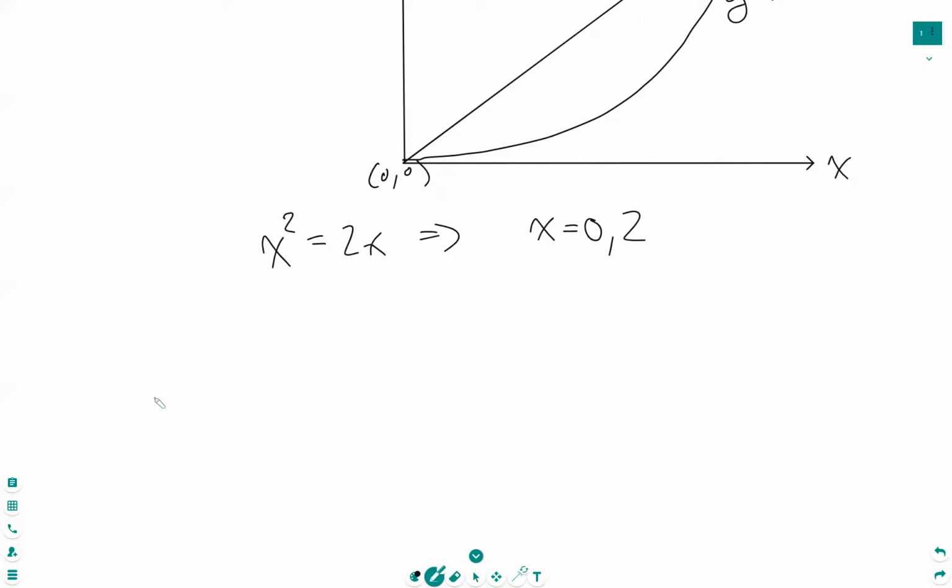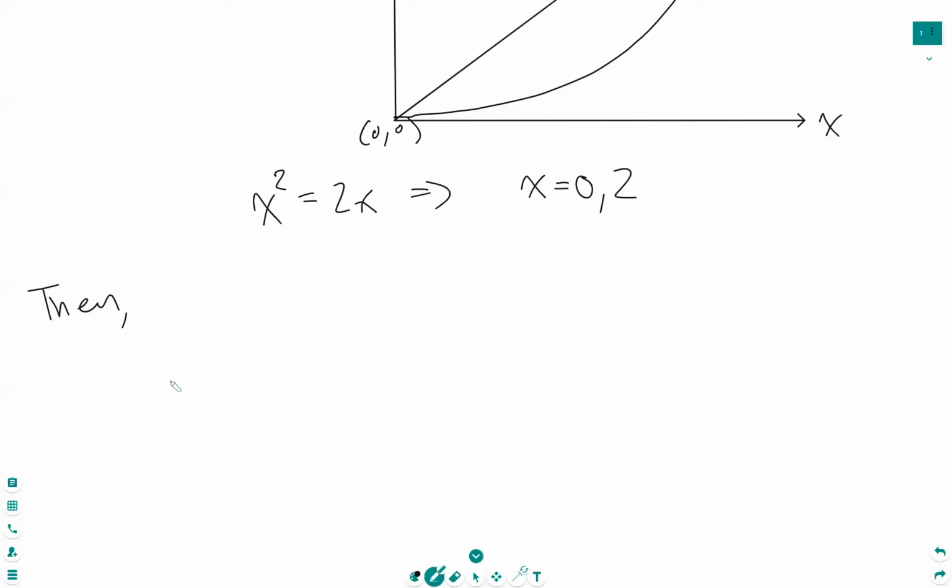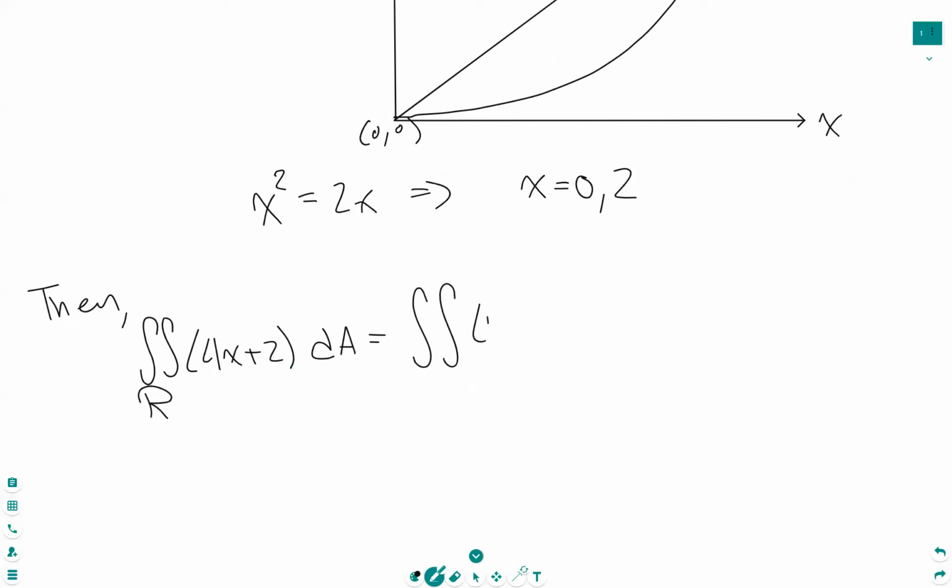So now that I have these points, I'm going to just choose one of these ways and see if it works. So I'm going to say that our double integral over the region R of 4x plus 2 dA, and I'm going to do dy dx.